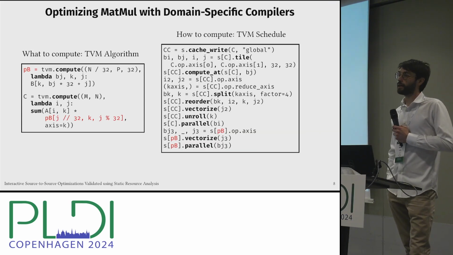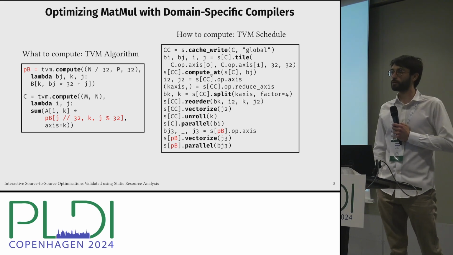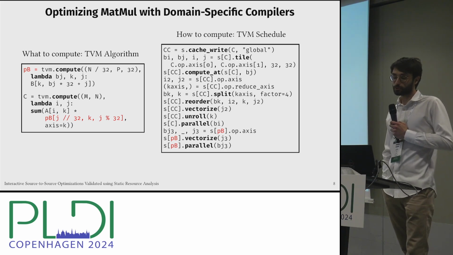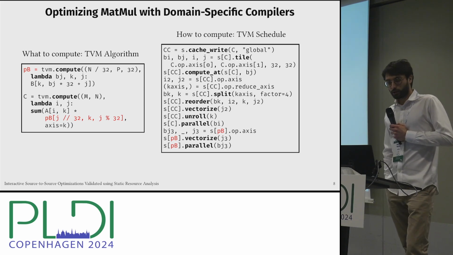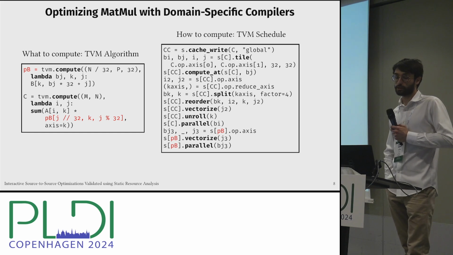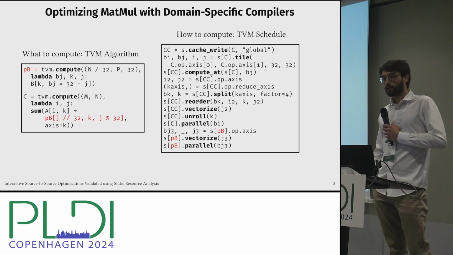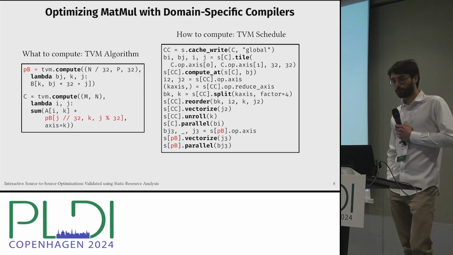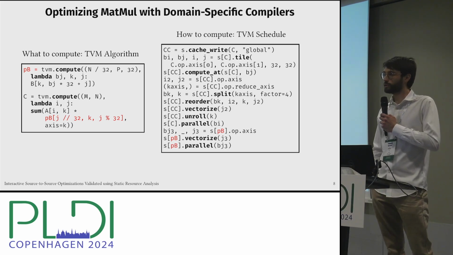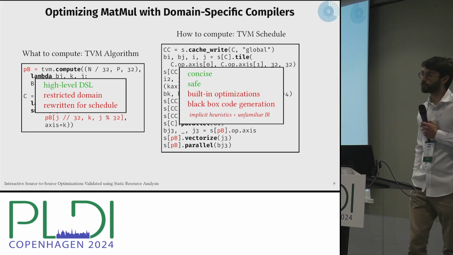If you don't want to do this by hand, the alternative in the state of the art is to use domain-specific compilers. So in TVM, for example, which is an industrial strength compiler for machine learning, you can describe what you want to compute on the left by writing what they call an algorithm. And you can separately write on the right side, describe how to compute this algorithm by writing what they call a schedule. So I'm not going to go into the details of the syntax, but this approach has some advantages and inconveniences.